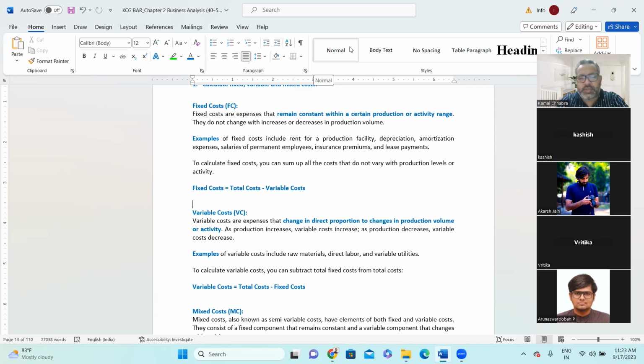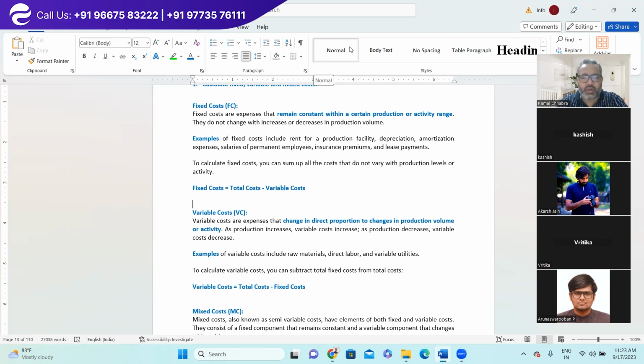So variable cost is basically the cost which is directly related to the production of the specific unit. It includes your raw material cost, which is direct material cost, your labor cost, your direct overhead cost, and your utility cost, which is directly related to the production activity. Right? Make sense? Yes, sir. So to calculate the variable cost, you can subtract the fixed cost from the total cost. If total cost is given to you and fixed cost is given to you, then variable cost is the remaining balance, right? So Kashish, now it is clear what is variable cost and what is fixed cost. Yes, sir.